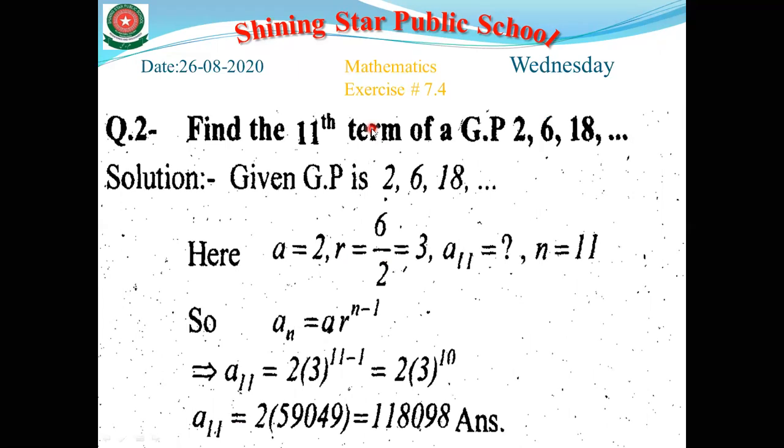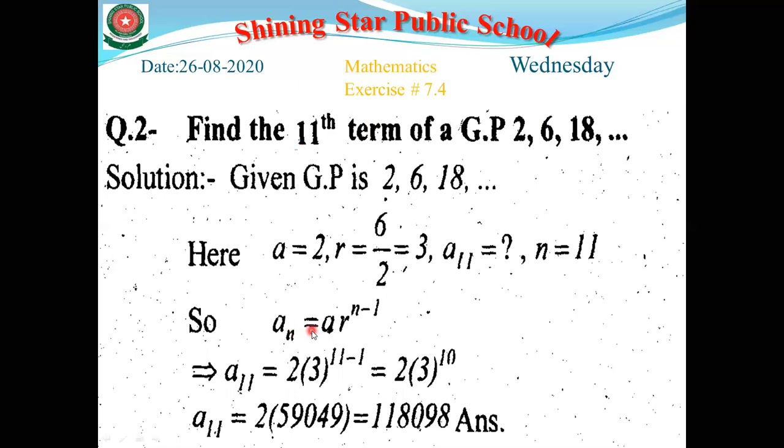In question number 2, find the 11th term of a GP 2, 6, 18. First of all, we divide 6 by 2, it gives you 3. And when you divide 18 by 6, it gives you again 3. So A is 2, R is 3, and we have to find A 11. N is 11 because we have to find A 11.